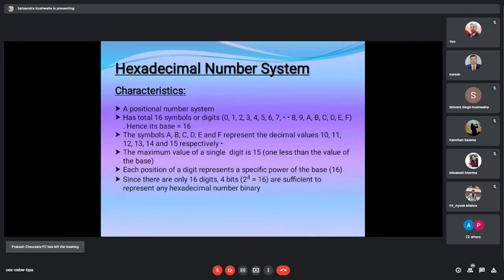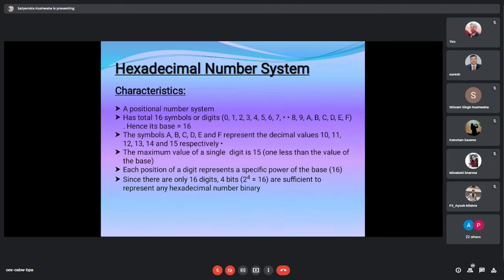Now hexadecimal number system, its characteristic is: it is a positional number system. It has a total of 16 symbols or digits that are 0, 1, 2, 3, 4, 5, 6, 7, and 8, 9, and the alphabets that are A, B, C, D, E, F. Hence, its base is 16. The symbols A, B, C, D, E, and F represent the decimal values 10, 11, 12, 13, 14 and 15 respectively. The maximum value of a single digit is 15. Each position of a digit represents a specific power of the base, that is 16.